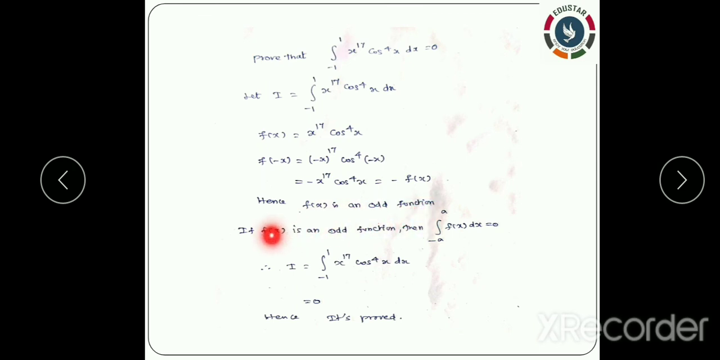If f of x is an odd function, then we know the property: the integral from minus a to a of f of x dx equals 0. Here we can apply the property. Therefore I equals the integral from minus 1 to 1 of x to the power of 17 into cos to the power 4 x dx. Applying that property, we get 0. Hence it is proved.